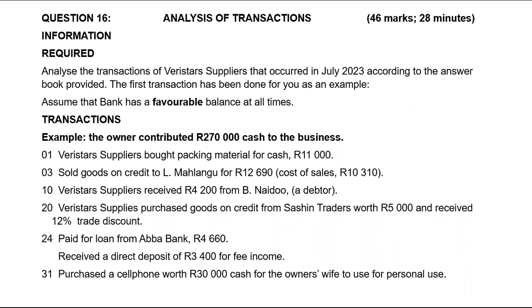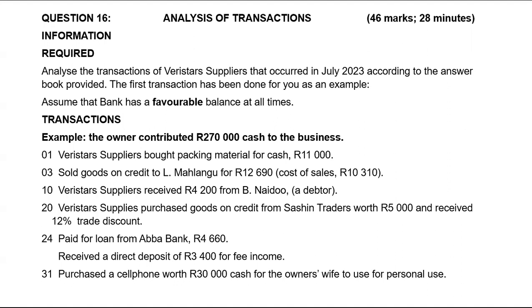Let us do question 16, which is analysis of transactions. We are required to analyze transactions of various suppliers that occurred in July 2023, according to the answer book provided. The first transaction has been done for you as an example. Assume that bank has a favorable balance at all times.